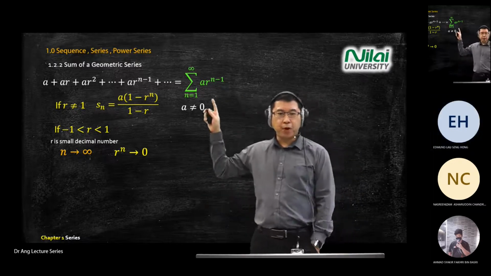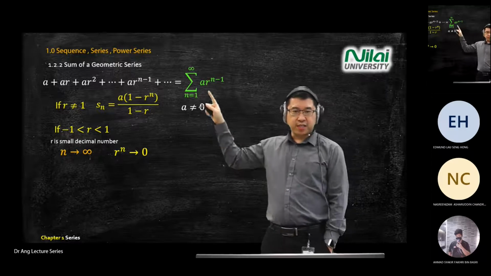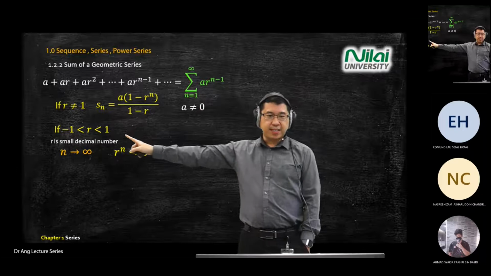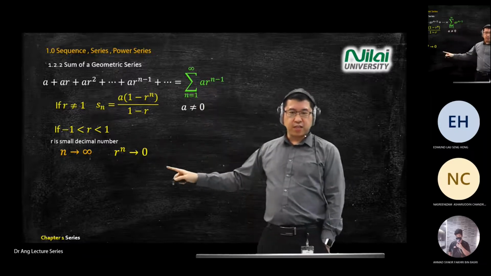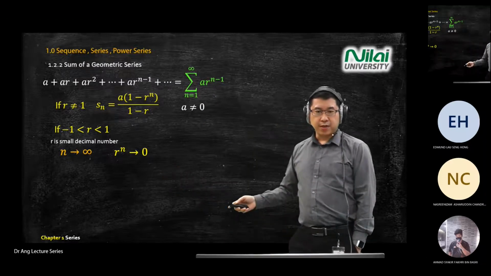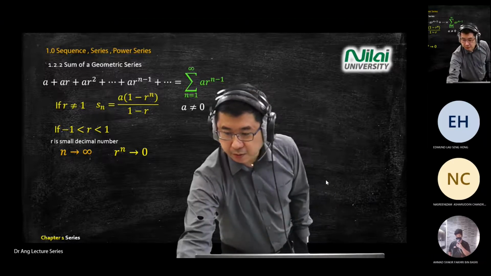So, the point of asking you all these questions is to see what happens if the r is less than 1 and more than minus 1, and you increase the n to infinity. You'll see that the number will get near to 0. Okay, the next one. I will move a little bit faster.